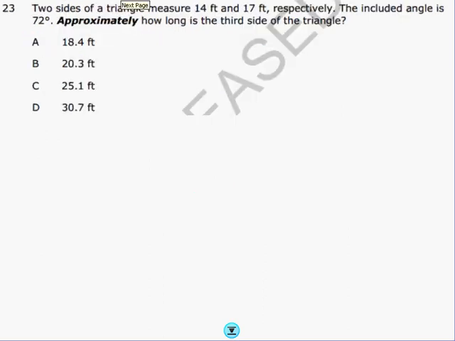But even more to go. 2 sides of a triangle are 14 and 17 respectively. The included angle is 72. How long is the third side of the triangle? Well, this is not a right triangle, so I'm going to be interested in using the law of sines or the law of cosines.